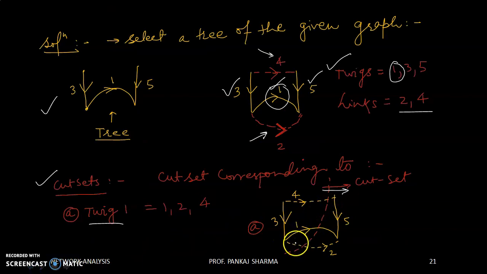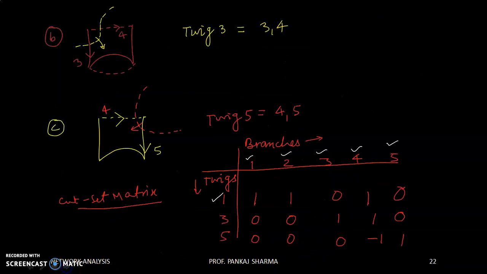See this: branch 2, branch 1 and branch 4. The orientation is the same for all of them. So at 2 it is 1, at 1 it is 1, at branch 4 it is 1. The rest are not connected, not concerned, so it is 0. Likewise we have done this for twig number 3 and twig number 5.